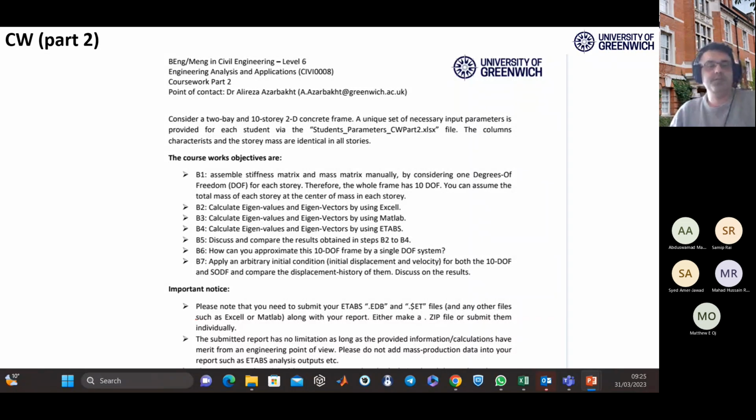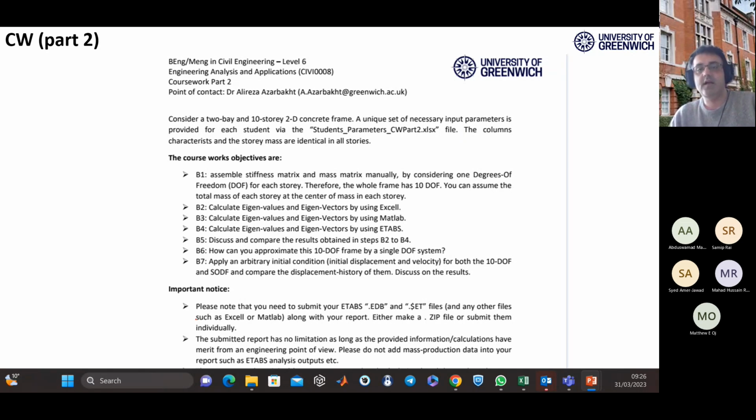So moving to B2. B2 says calculate eigenvalue and eigenvectors by using Excel. B3 says using MATLAB. B4 says using ETABS. So these three sections, B2, 3, and 4, are exactly like those videos I've gone through to solve the problem by Excel, MATLAB, and ETABS, right?